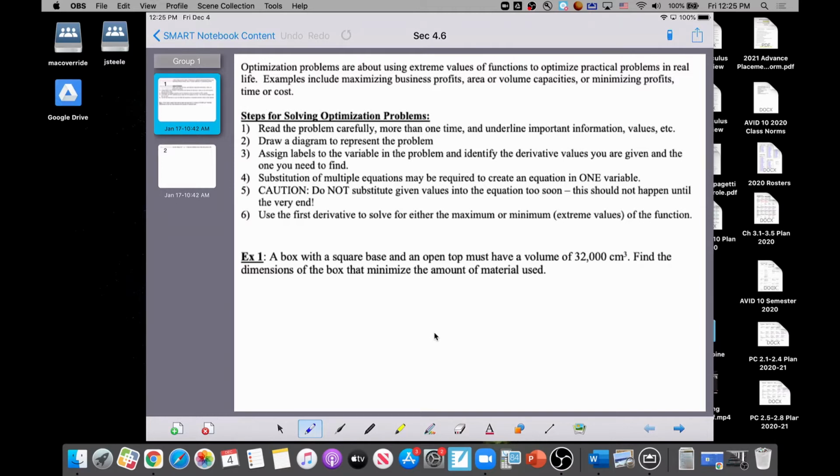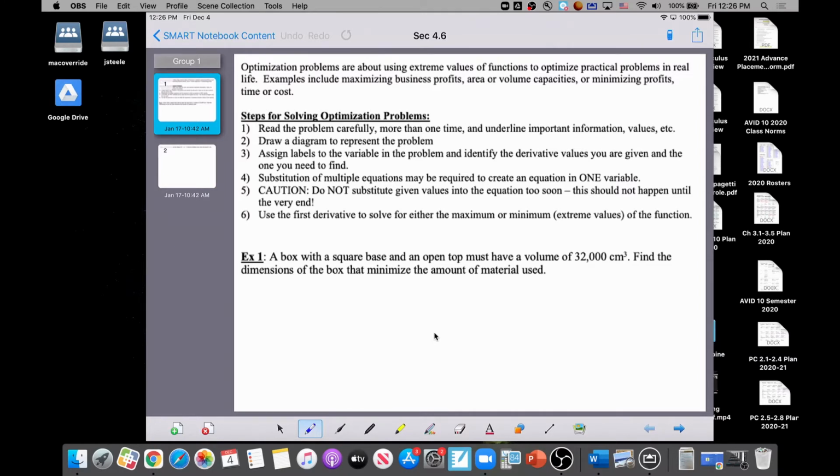Usually we have to do some sort of substitution of one equation into another in order to get an equation in one variable. Then we need to be careful here. Number 5 is a caution: do not substitute given values into the equation too soon. This should not happen until the very end. Finally, we use our first derivative to solve for either the maximum or minimum extreme value of the function, whatever it is that we're looking for.